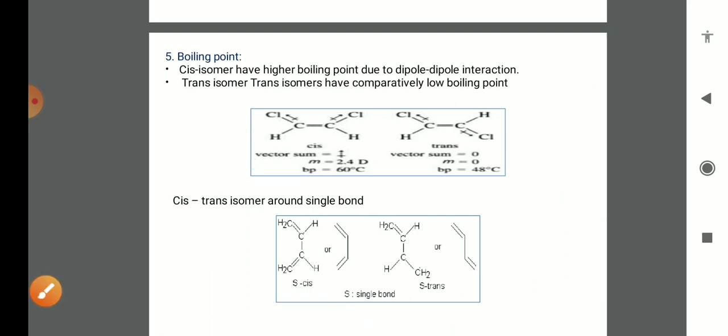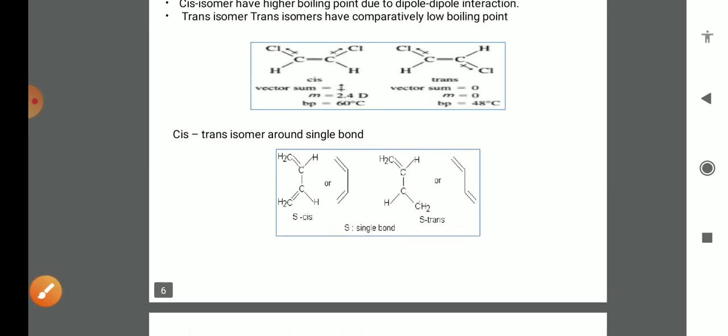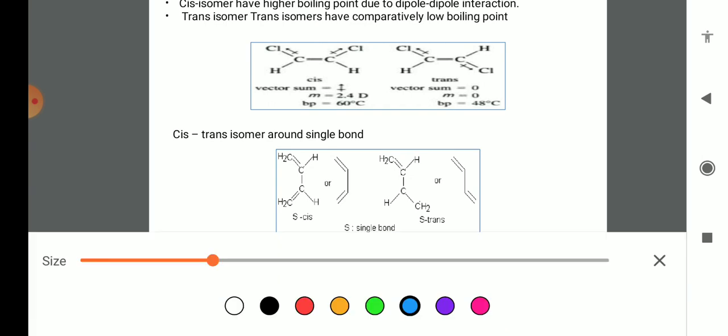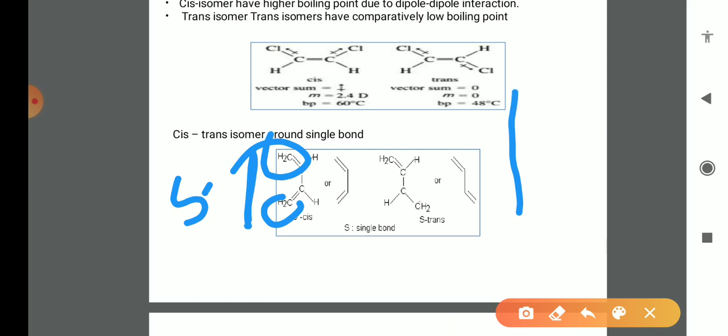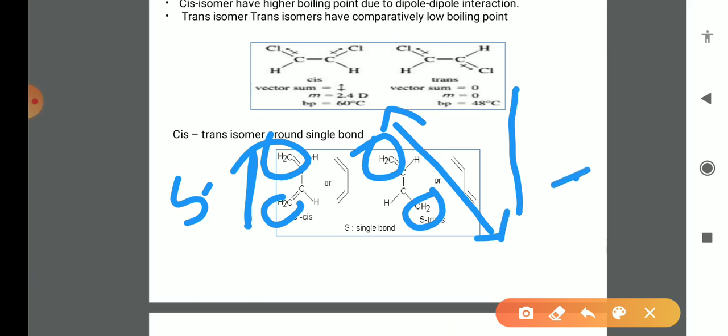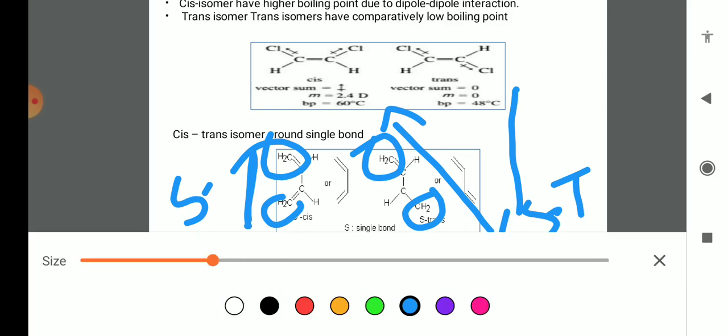Now another type of isomerism is around the single bond of carbon. This is a CH2 group and this is a CH2 group on the same side; it is not simply called cis, but S-cis, where S stands for the single bond. Now the CH2 group here and the CH2 group here are in opposite directions, so it is called trans, and we use S to stand for the single bond.